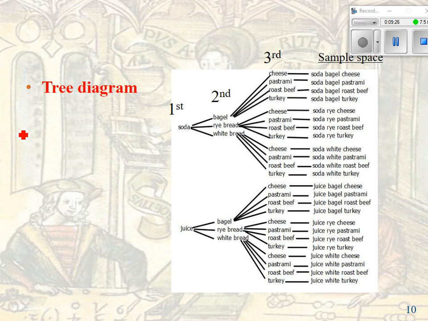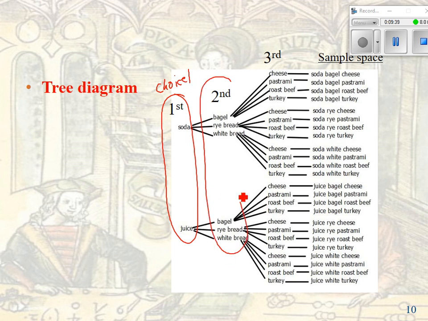So, the first thing, what's it look like you're doing first here? Choosing a drink. That's your first choice. You got choice one. You're choosing a drink. And then your bread. Then you're choosing type of bread, which there's only three of them. But type of bread, that's choice two. And then you're choosing the toppings. That's choice three.